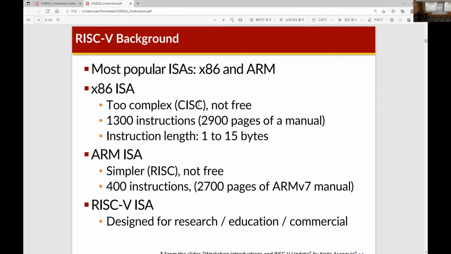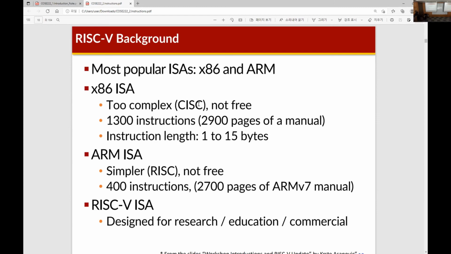This slide is just to compare the complexity of x86, ARM, and RISC-V. The x86 is called a CISC type ISA. So what is CISC? CISC means complex instruction set computer. The C already includes complex, which means this ISA is very complex. It's not free either, and it includes more than 1,000 instructions.